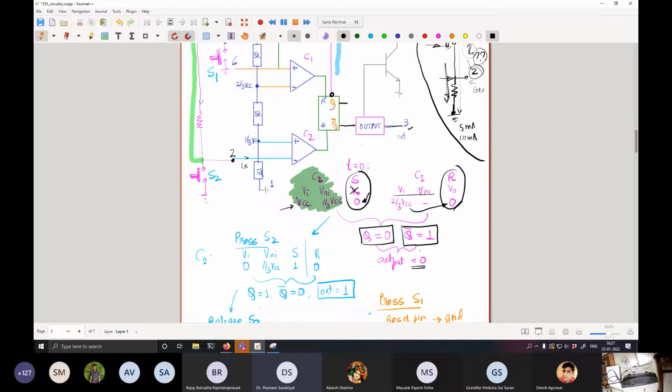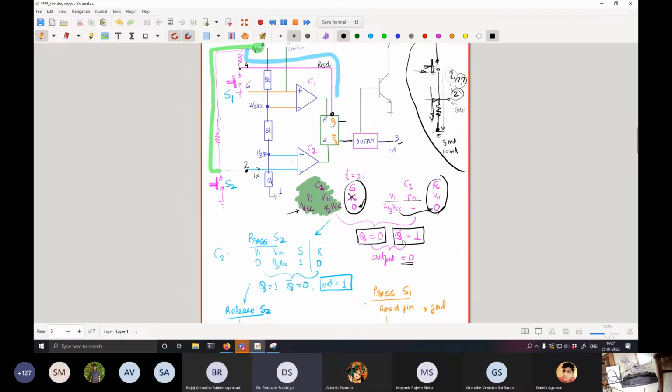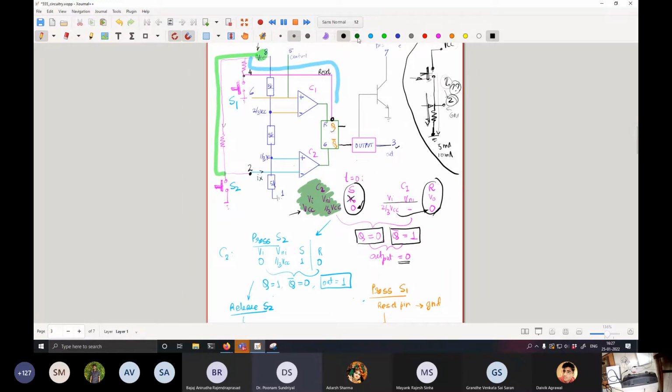Now, we press S2. Let's see what happens. When S2 is pressed, what happens to pin number two? It goes low. So the inverting pin goes to ground. So the inverting pin voltage is a big 0. Whereas the non-inverting pin is still going to remain at 1/3 of VCC.